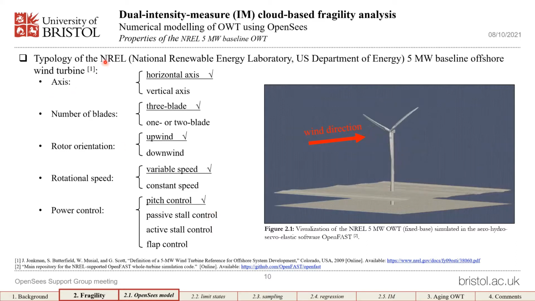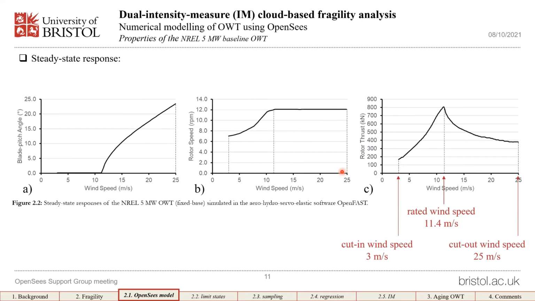The typology of this wind turbine is what is called a classic Danish configuration. Basically, every single modern wind turbine is in this configuration. It is a horizontal axis, three-bladed, upwind, variable rotation speed, pitch-controlled wind turbine. The responses of the wind turbine are directly defined by its typology, obviously. Firstly, we've been looking at these steady-state responses.